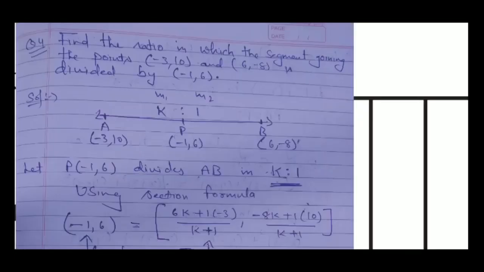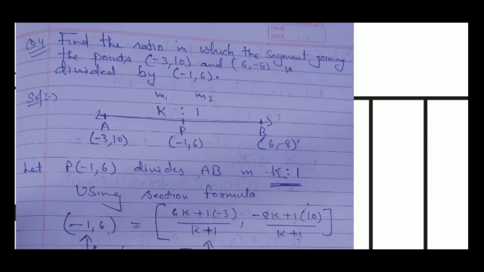Question number 4 is the same as example number 7. In this question, we will find the ratio in which the segment joining the given points is divided by the point P. Let P be a point whose coordinates are (-1, 6). This point divides AB in an unknown ratio, and let us suppose that the unknown ratio is k:1.